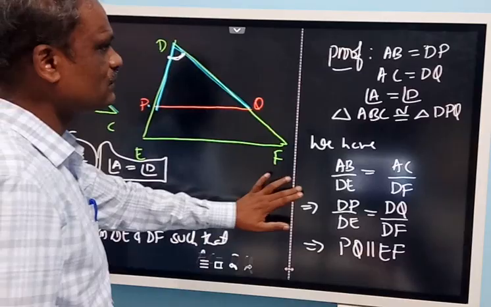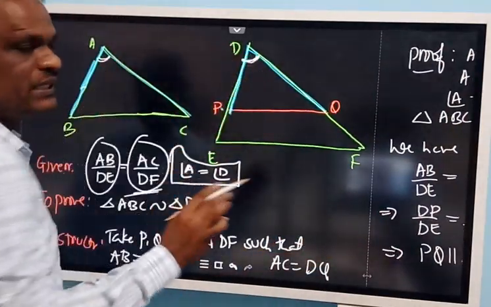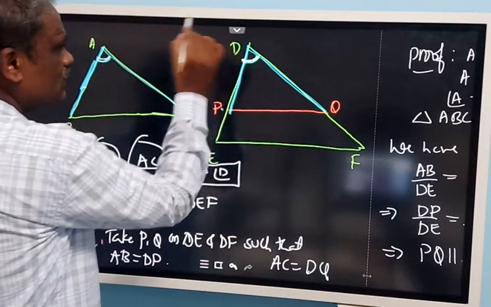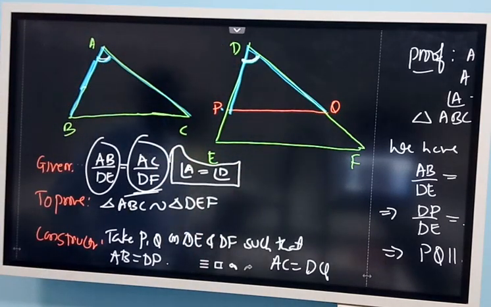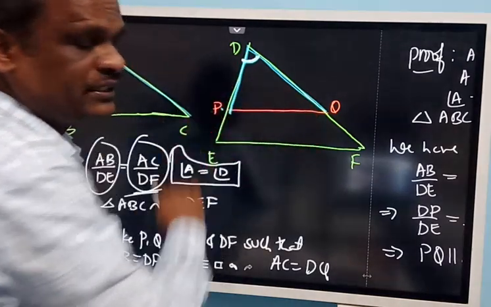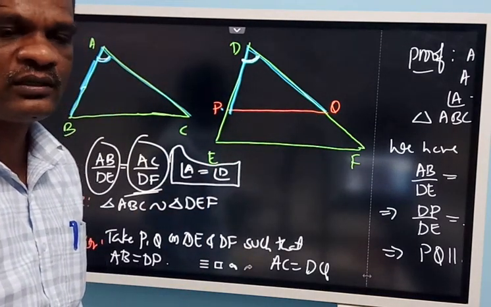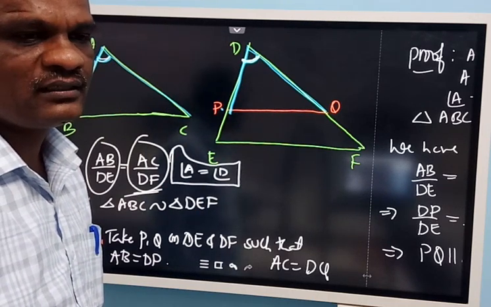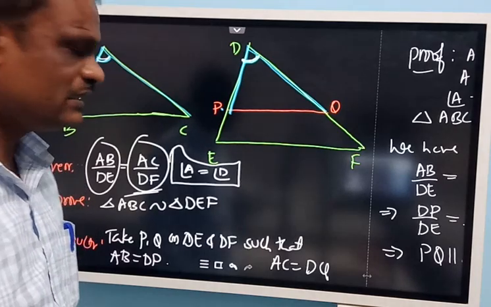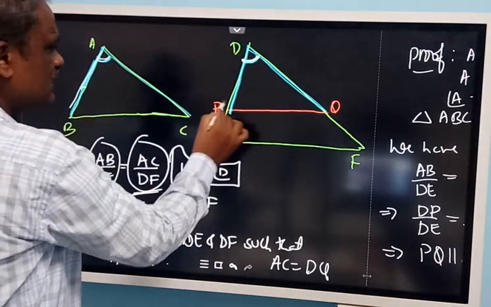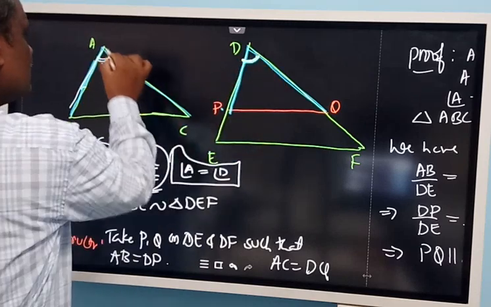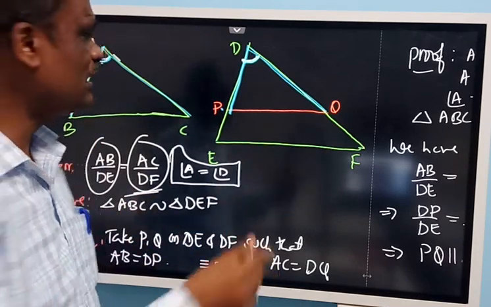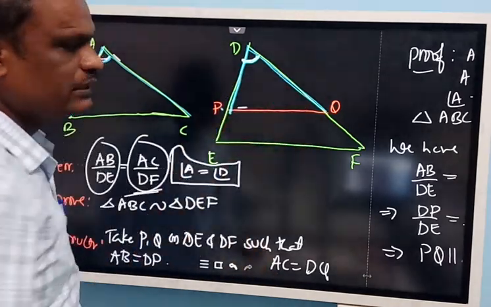Now we'll go to the proof. In these two triangles we have taken AB equal to DP, AC equal to DQ, and angle A equal to D. Can you prove these two triangles are congruent? Is it possible? Yes. What is the criterion? SAS. This side is equal to this side, angle is equal to angle, this side is equal to this side. Two sides are equal, one included angle equal, therefore these two triangles are congruent.